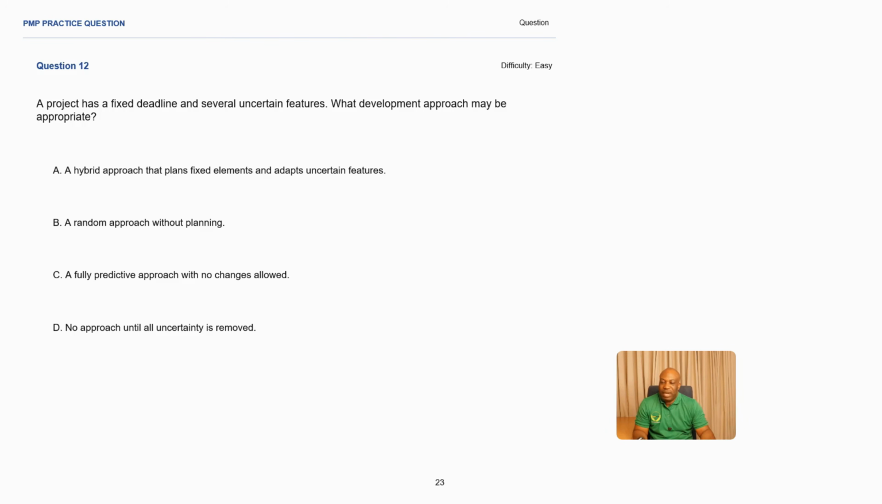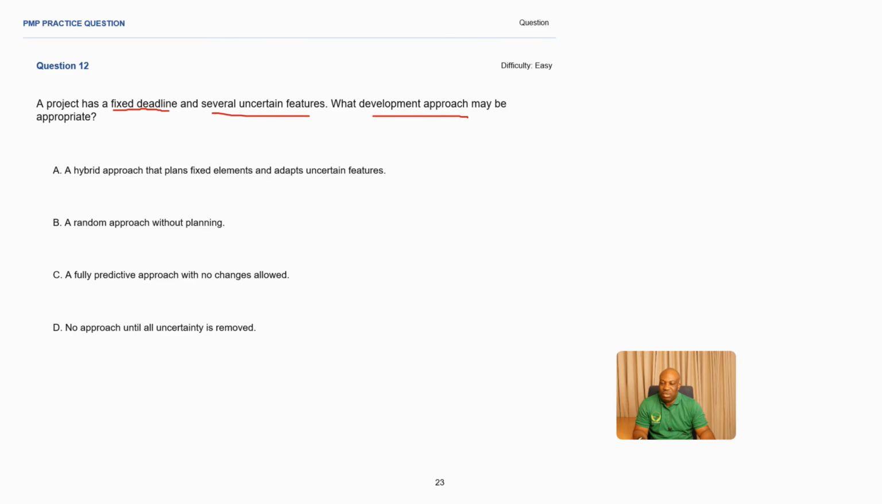Okay, practice question number 12. A project has a fixed deadline and several uncertain features, okay? What development approach may be appropriate? So you need to look at the development approach. This is what you are looking for. And what is the issue here? It has got a fixed deadline and several uncertain features. So which means our timeline is fixed and we have so many uncertain features.